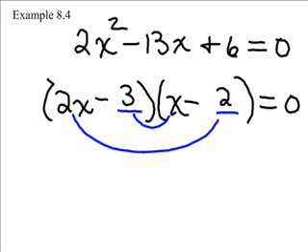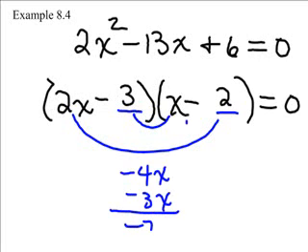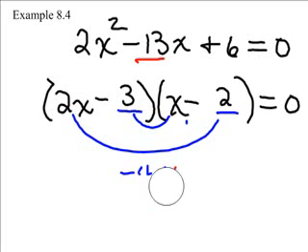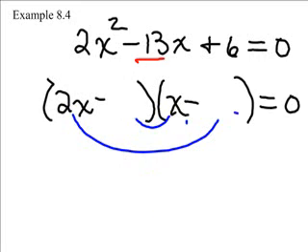Let's see what happens when I multiply these outers and these inners. The outers give me a negative 4x. The inners give me a negative 3x. That adds to a negative 7x. This is what we would call an error. That doesn't work because I want it to add up to a negative 13x. So I'm going to simply erase and try the other two numbers that multiply to 6. That was 6 and 1.